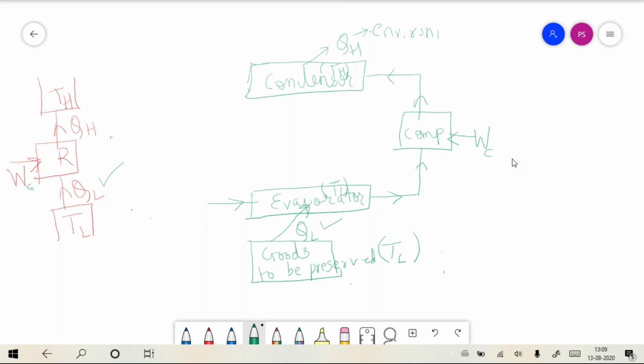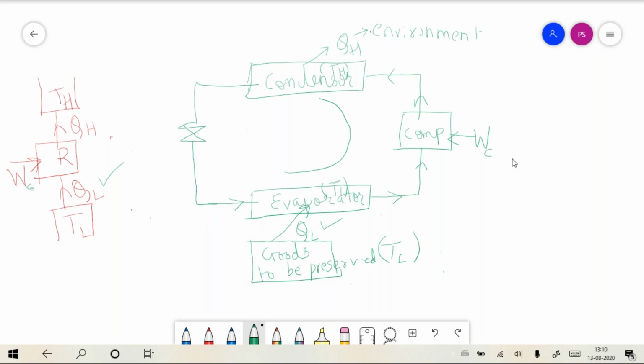So if you touch the condenser of your household refrigerator, you will find that it is hot, and it is at the temperature TH. If you put your hand in the freezer section of your household refrigerator, you will feel that it is at a lower temperature TL. And then finally, you need to expand it back to the evaporator pressure.